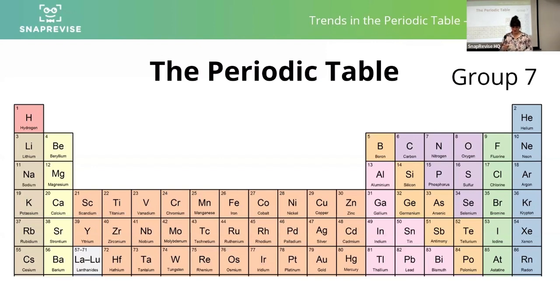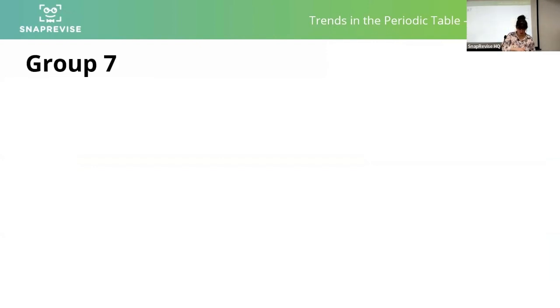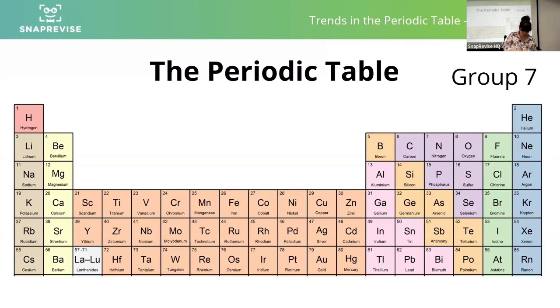So group 7, that is our halogens. Oops, sorry, my pen's turned itself off. Let's turn it back on again. Group 7, that is these guys here. We haven't included the bottom, most recently named elements, but that's group 7 down there on the right hand side. These are the halogens.